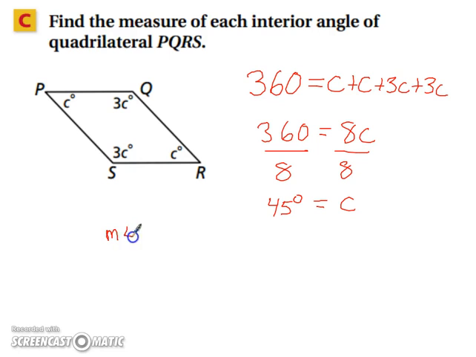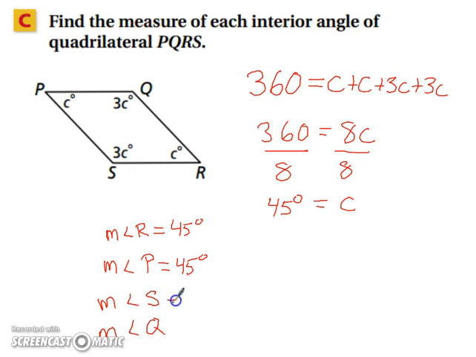So the measure of angle R is 45 degrees. The measure of angle P is 45 degrees. Now we have to figure out the measure of angle S and the measure of angle Q. We can use simple substitution and do 45 times 3, which gives us 135 degrees. And since they are both the same, the other is also 135 degrees.